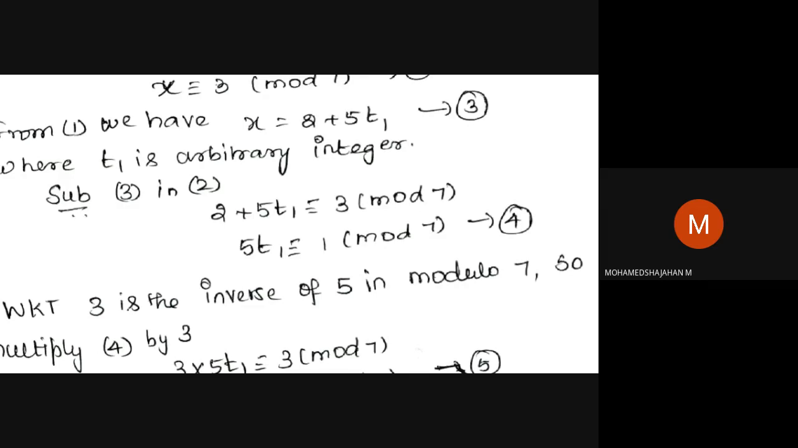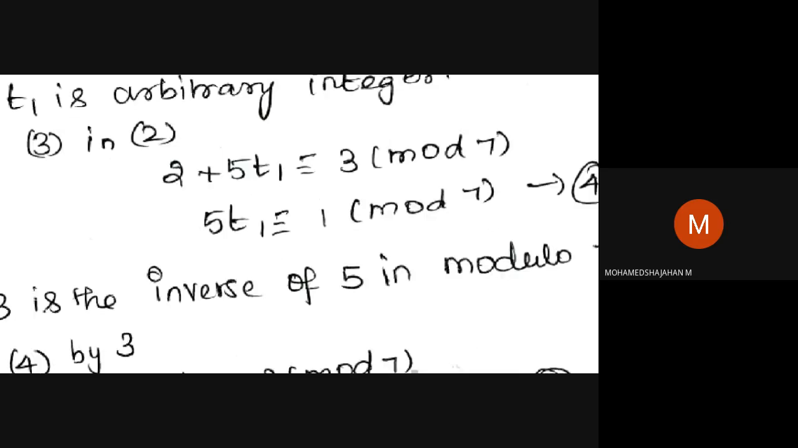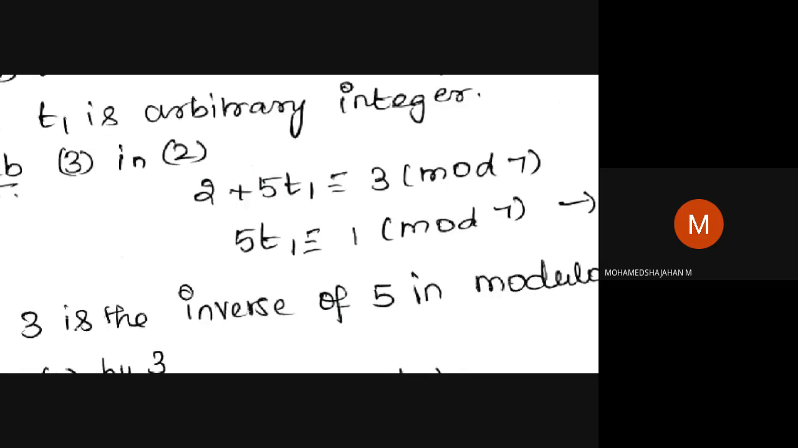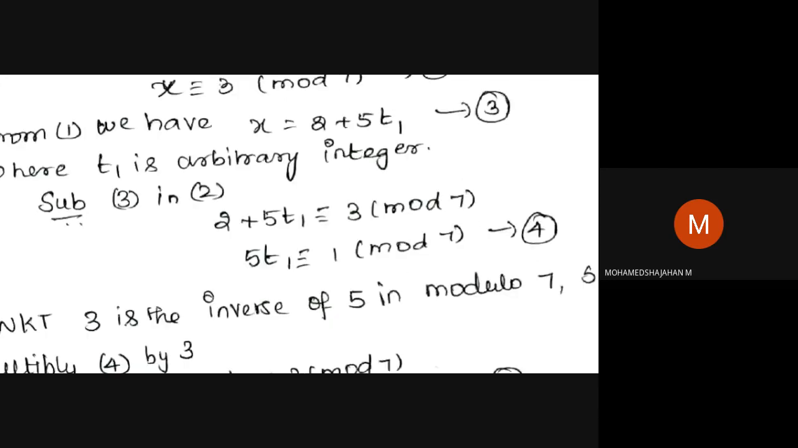Which is the key point and the key step? How to find the inverse of 5? Anyone can? Anybody? Did you get how to find the inverse of 5 under mod 7? Sanjay, Vignesh, anyone?